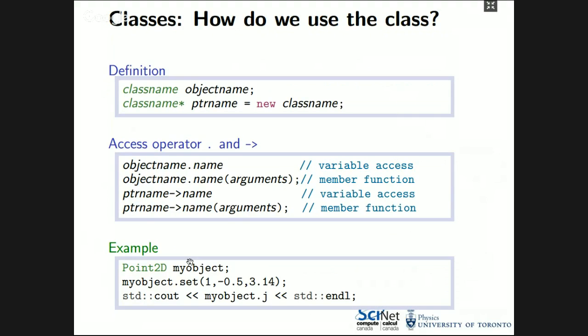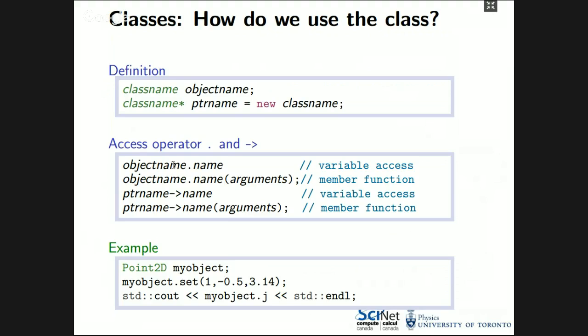And then once you want to use it, if it's just an object, since the class name is now a type, I can say class name, object name, just as any variable declaration. I can make new ones with a new, and then I get a pointer back. I can make arrays of them. So much the same as a normal type.